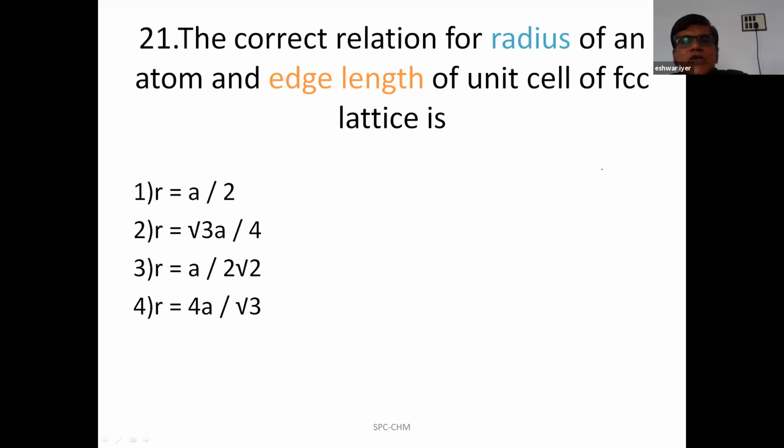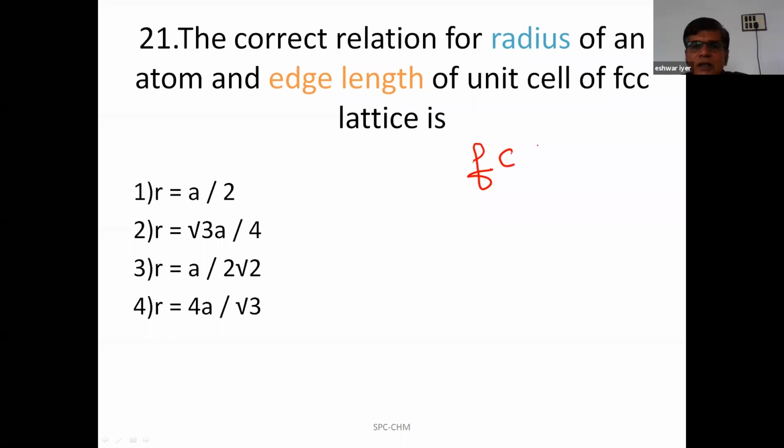The correct relation for the radius of an atom and the edge length of the unit cell of an FCC lattice. So again here we have the type of unit cell. The crystal is FCC. They have a radius and edge length to be related. So how do we relate the radius and edge length? This is an atom of radius R. The edge length we take is A.